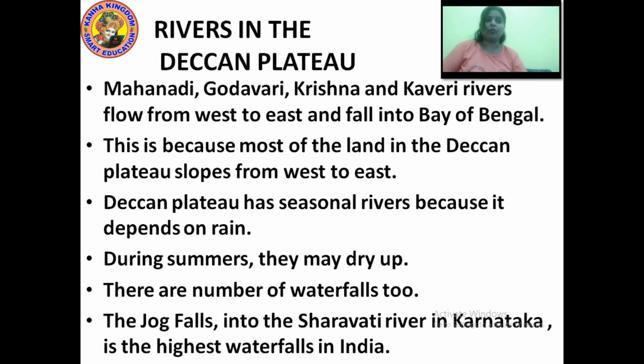The Deccan Plateau has seasonal rivers because they depend on rain. So the rivers of the Deccan Plateau are seasonal rivers. As the season changes, the rainy season comes. So these rivers are known as seasonal rivers because they depend on rain. During summer, they may dry up. During the summer season, they dry up.